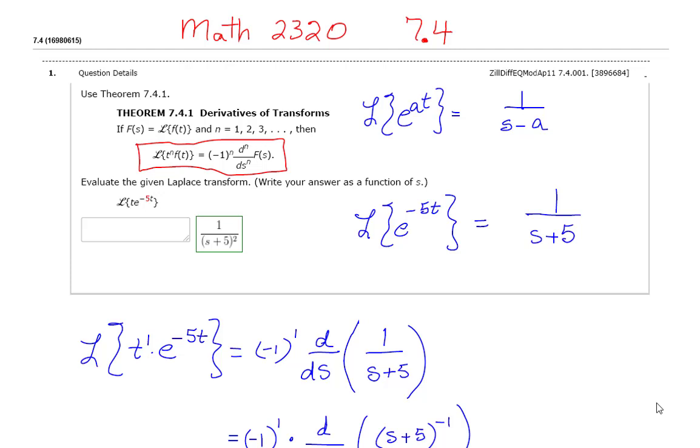Welcome to Math 2320, Section 7.4. We look at some further properties of the Laplace transform.